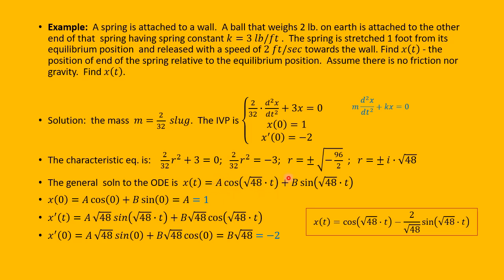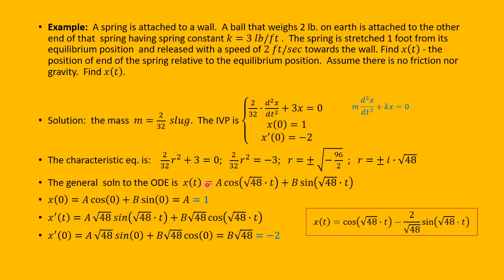These constants a and b will be determined by the initial conditions up here. So x of 0, by this formula, is a cosine 0 plus b sine 0. This just simplifies to a. And x of 0 is 1, so a has to equal 1.